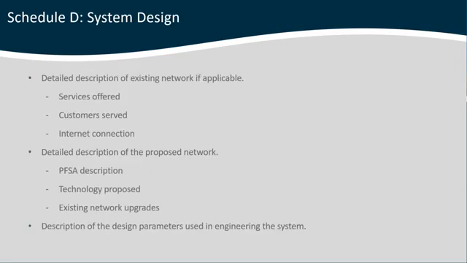Schedule D is the system design. You provide a detailed description of the existing network if that's applicable, including services offered, customers served, overall traffic flow, including connection to the internet. You will always provide a detailed description of the proposed network, so describe the PFSA, talk about the technology proposed, and if there are any integrations or upgrades to your existing network, discuss that. Give a description of the design parameters used in engineering the system so that we can help verify technical feasibility of what you're talking about.